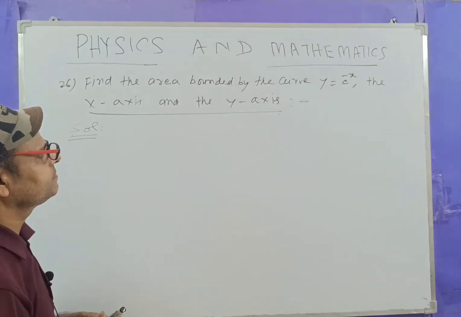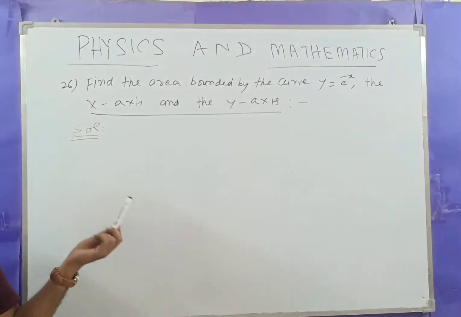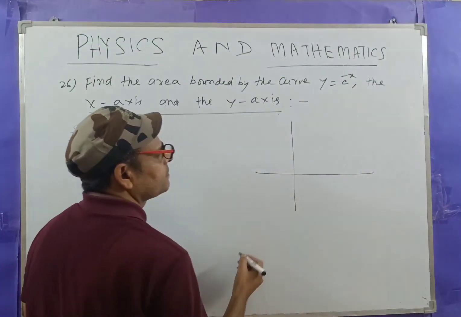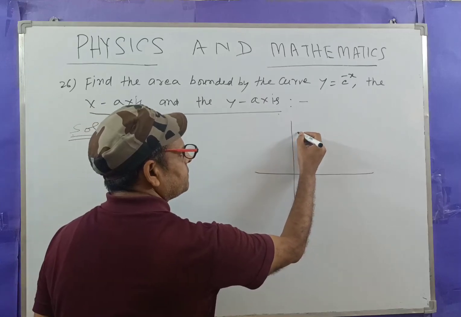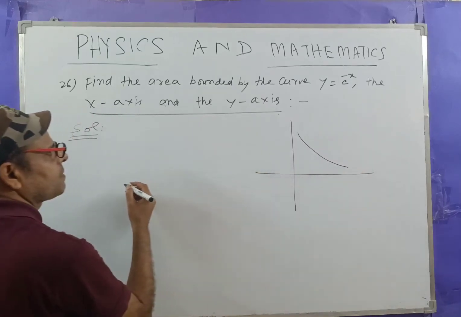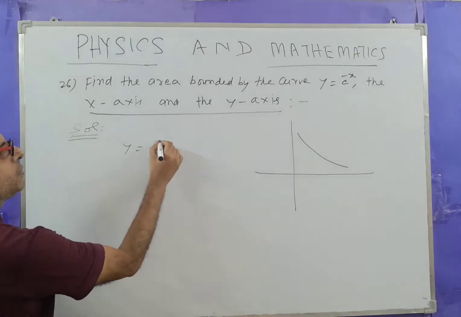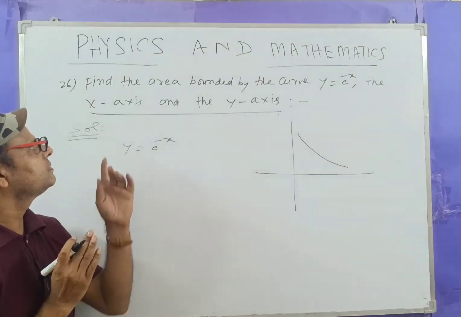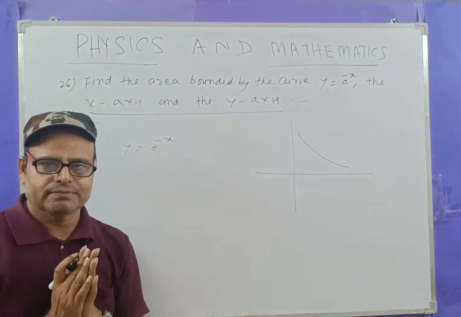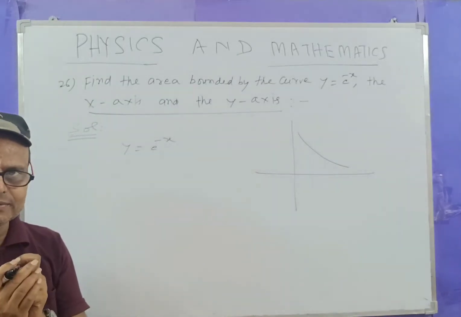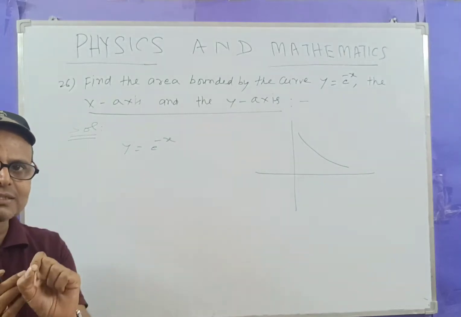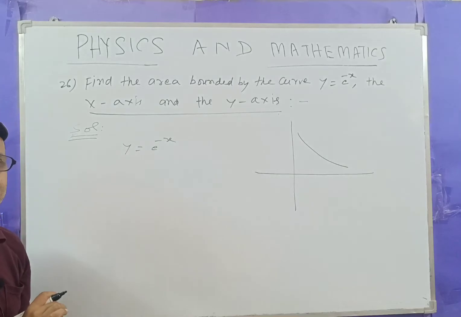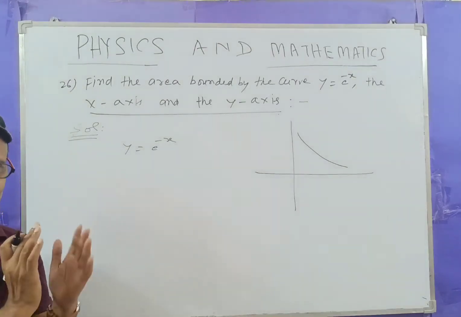So let us make the graph. The curve y is equal to e to the power minus x. First of all, since the x-axis and y-axis are given, we have to find the points on the x-axis and y-axis where the graph meets, so that we can find the enclosed area.